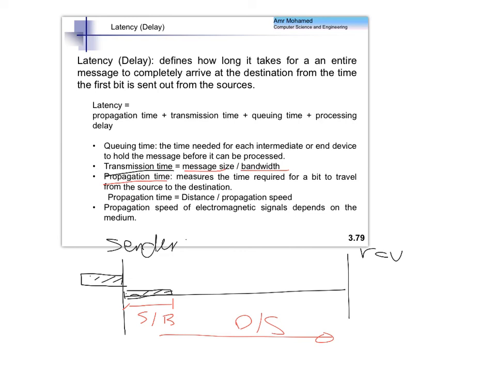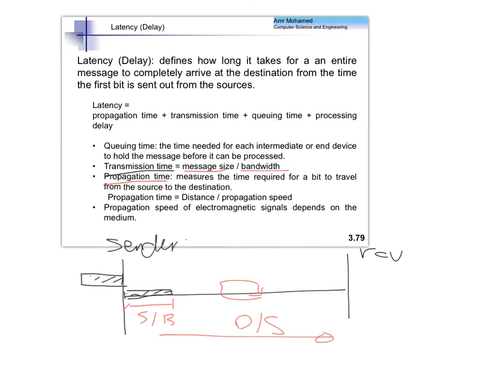The third component: typically in the internet and in any transmission system, you have some intermediate devices, like a switch, a router, or something like this. When the packet leaves the sender, it passes through some network devices. If we assume that there is a switch in the middle, sometimes there is more than one switch, for each switch the frame will be stored in the memory, processed, and then put again over the line.